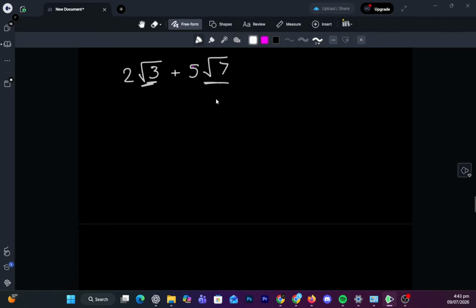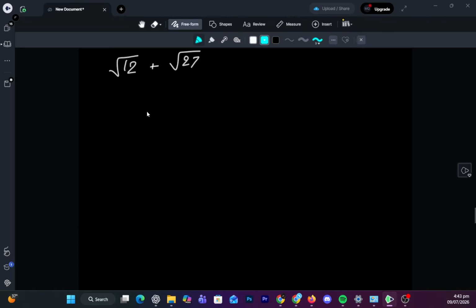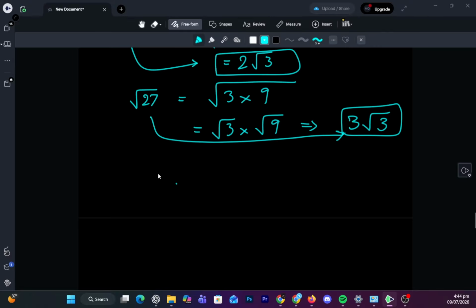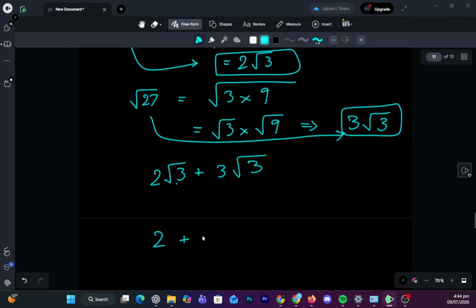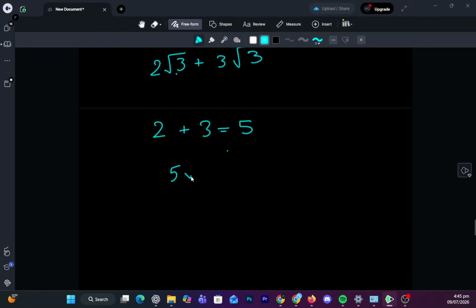Now let's solve a question where we simplify first. First, simplify each surd. Now we have 2 under root 3 plus 3 under root 3. Since they are like surds, 2 plus 3 is equal to 5. So the final answer will be 5 under root 3.